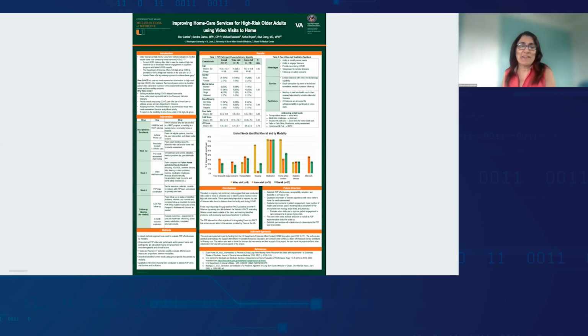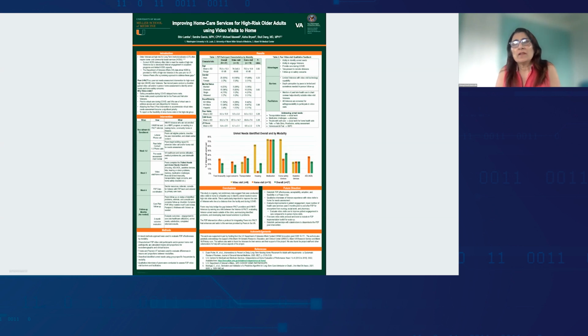Yeah, this poster, I guess, is a different layout than the others, so it's going to be a little bit harder to read. So I'm Dr. Dang. I'm a geriatrician at the Miami VA and the University of Miami. And she worked on this project with me.